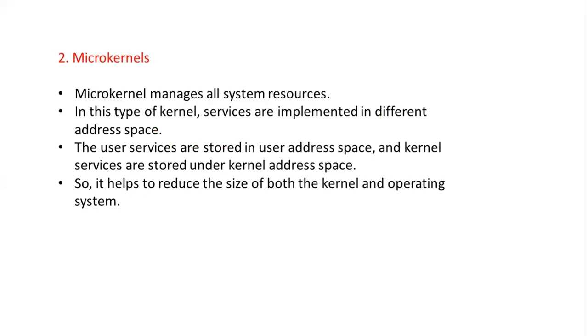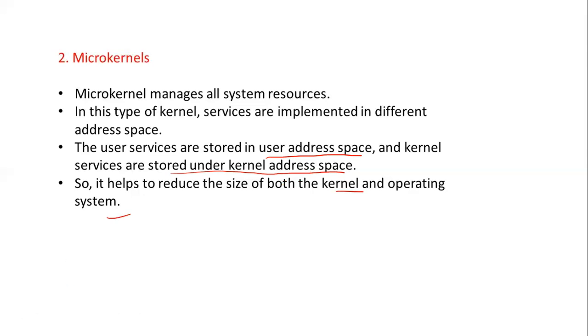User services are stored in user address space, and the kernel services are stored in kernel address space. This is the main difference between the monolithic kernel and the microkernel. Here the complete address space is divided into two parts: the user address space and the kernel address space. Based on the user's request, the user's program is accessed. It means it is not a single block of code. It is divided into user and kernel parts. So it helps to reduce the size of both the kernel and the operating system.